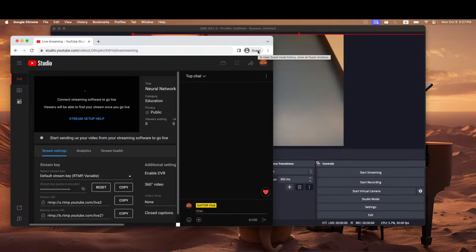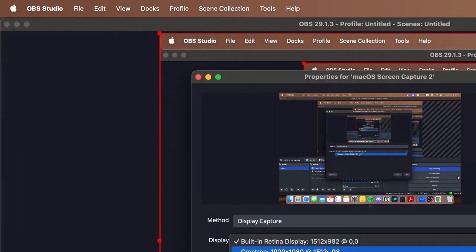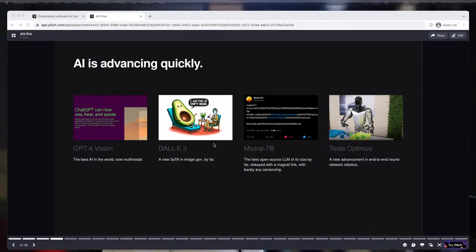I can't see your screen. Where's the mouse? So it's this one. They're seeing the wrong screen. That should be better. Okay, keep going. I'll have to switch it.